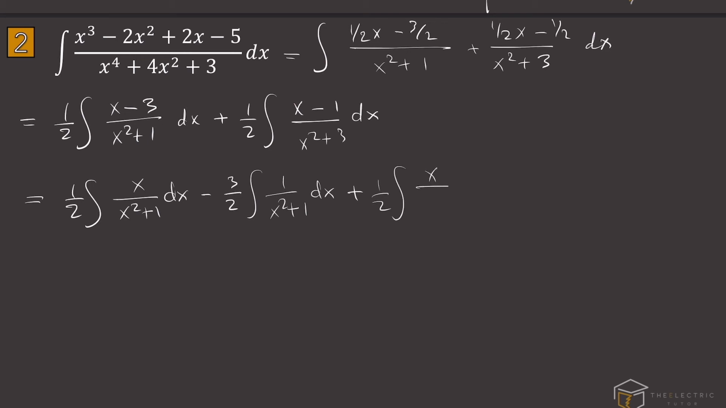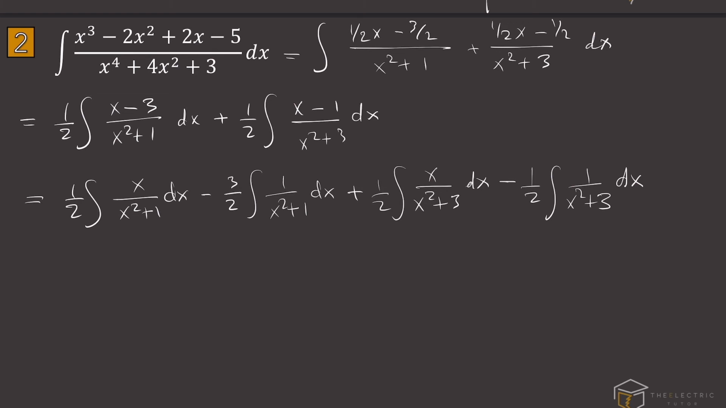I'll leave the x, and then there's a minus 1. So minus 1 times 1/2 is minus 1/2. Integral of 1 over x squared plus 3 dx. And now I ask myself again, can I solve this directly or with u sub? And finally, the answer is yes.